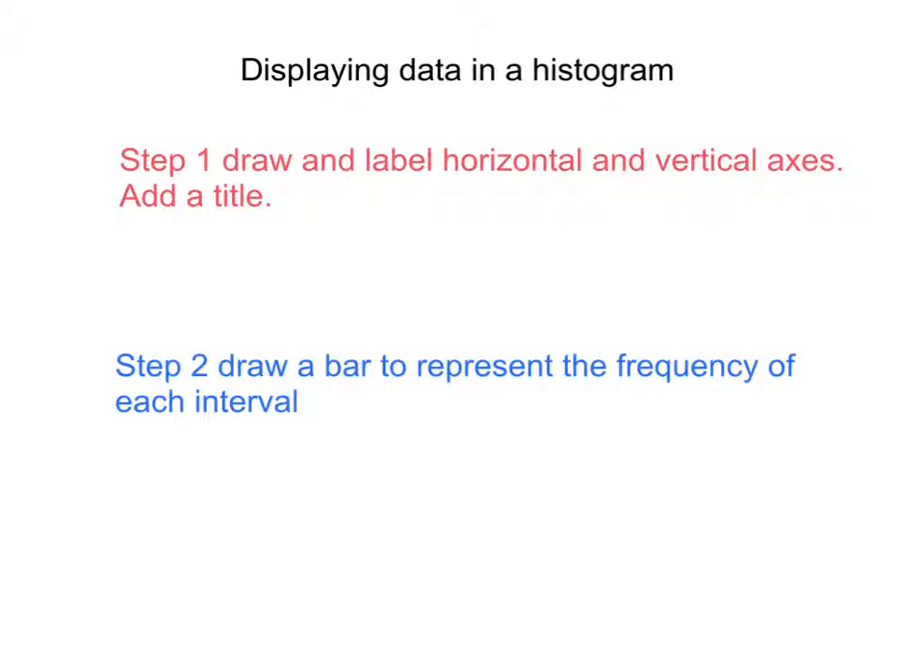Next, we're going to look at displaying data in a histogram. So with a histogram, you kind of go the same way. You draw and label a horizontal and a vertical axis, and you add a title. But then for a histogram, you draw a bar to represent the frequency of each interval. So not necessarily the amount, but the frequency of each interval.